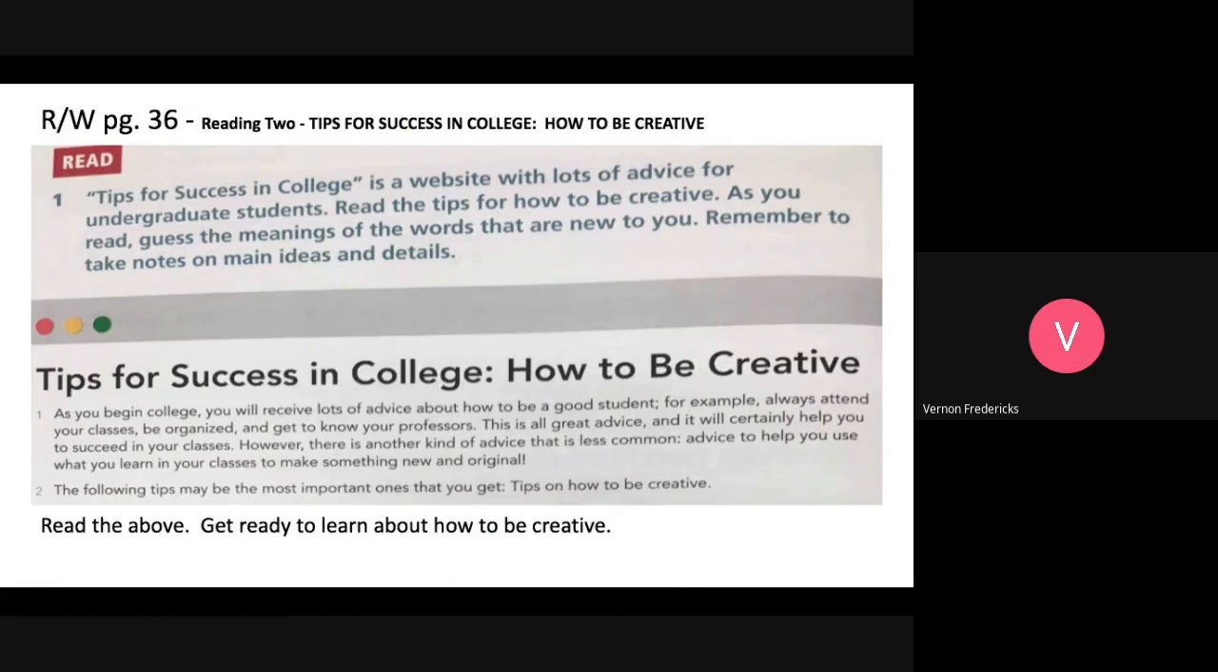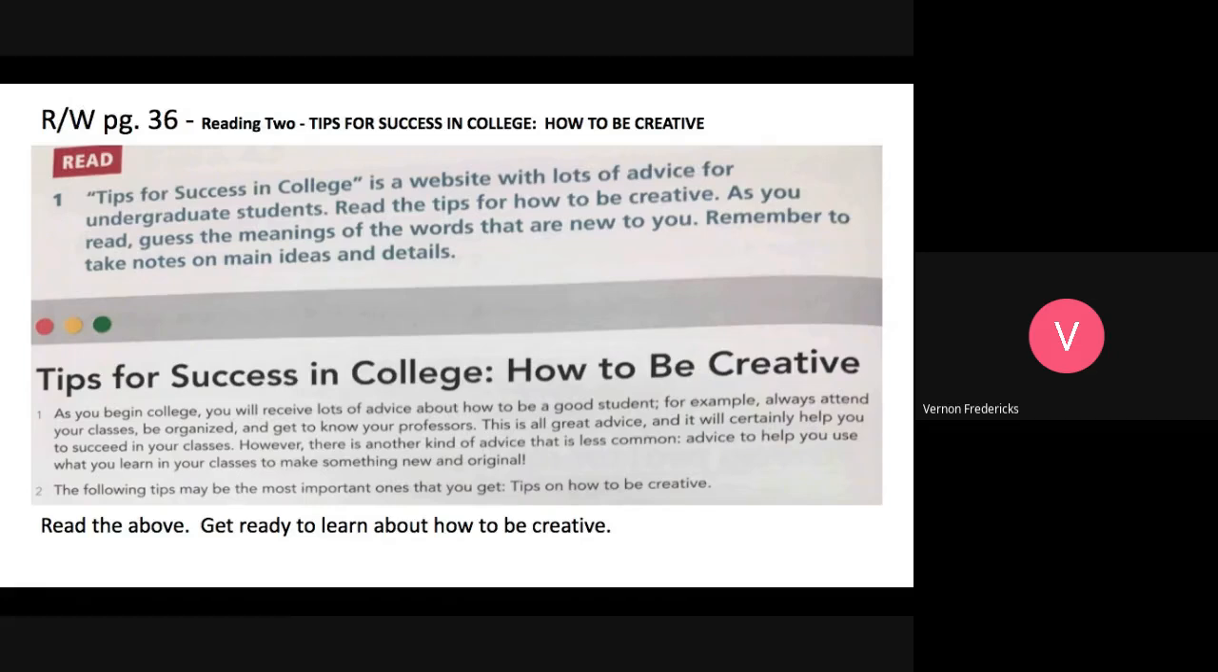Tips for Success in College is a website with lots of advice for undergraduate students. Read the tips for how to be creative. As you read, guess the meanings of the words that are new to you. Remember to take notes on main ideas and details. Okay, get ready to learn about how to be creative.